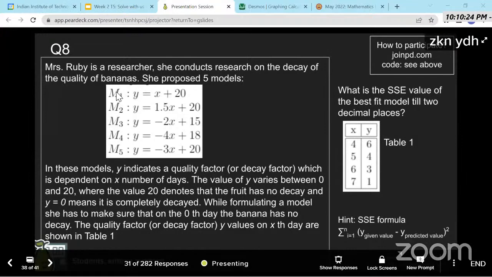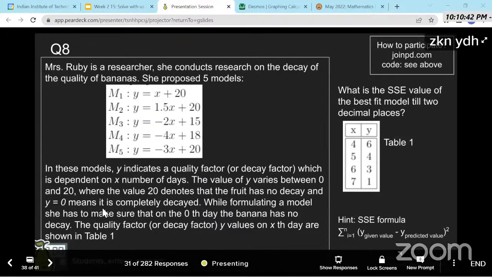You try to do it. You will get a very large value when you use M1 and M2. But just by looking at the data, you can say that M1 and M2 cannot be the model, just because the slope has to be negative. Look at this: its slope is 1, and here the slope is 1.5, and those are positive. So M1 and M2 cannot be the model at all.